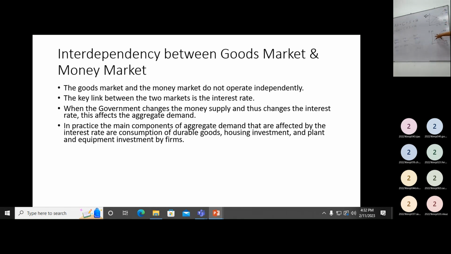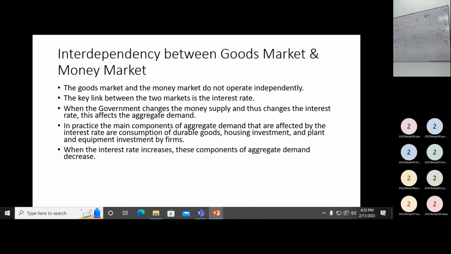So the money market and the goods market are interconnected. When the government changes the money supply, either increasing or decreasing it, the goods market behaves accordingly, right? When the money supply increases, consumption, investment, and government expenditure increase, so aggregate demand expands and shifts rightwards. It's the other way around when the money supply reduces: the interest rate increases, so demand in the economy will reduce. So the money market and the goods market are interconnected, right?